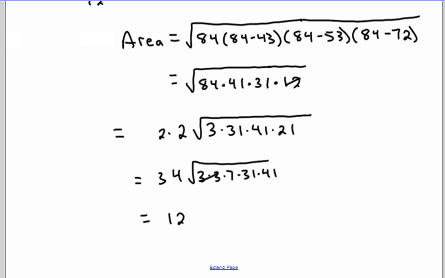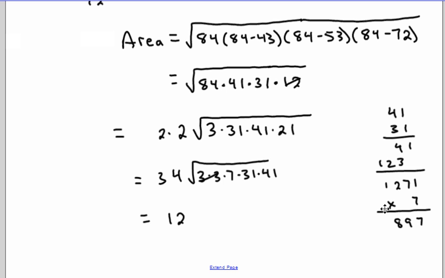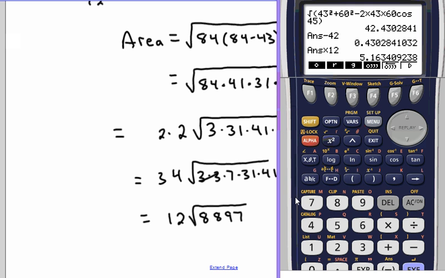So now out here I've got 12. If I do 41 times 31, I get 1,271. Then I've got to multiply that by 7. So let's see, 7 times 1 is 7, 7 times 7 is 49, carry 4, 14, 18, carry 1, 7, 8. 12 times the square root of 8,897. Okay.